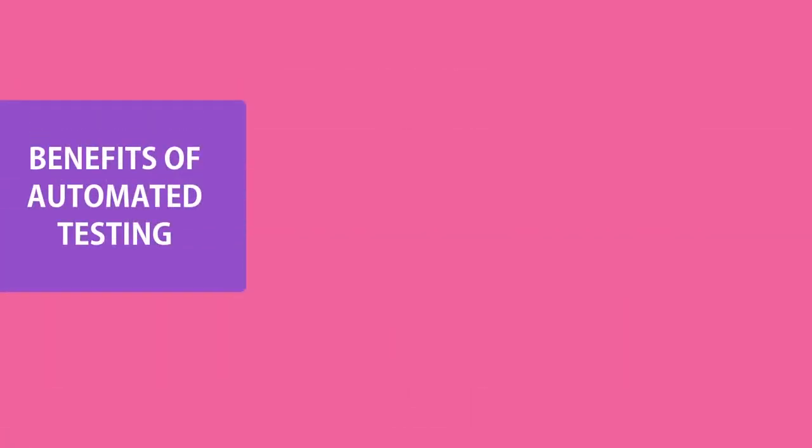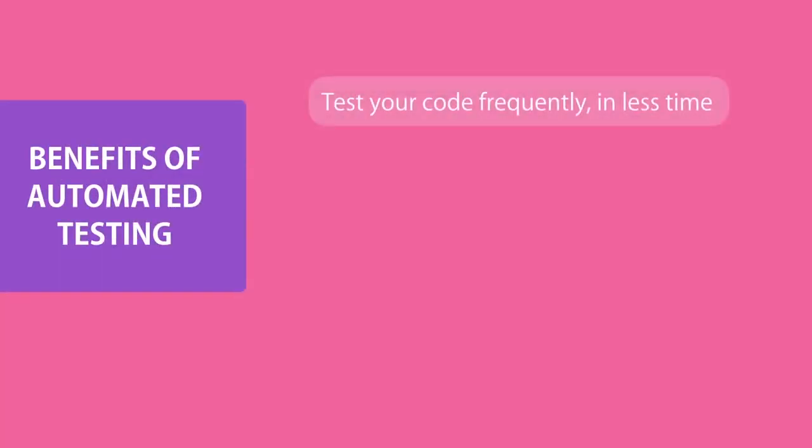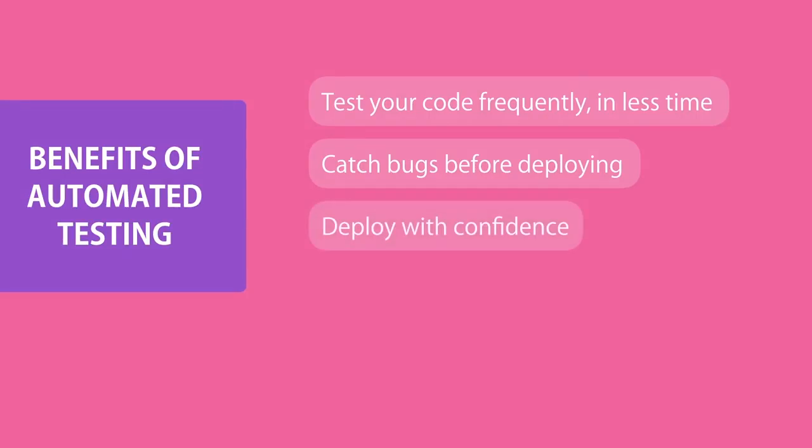Recently, a student of mine asked me, Mosh, why on earth should we write code to test our code when we can just run the application and see the result? Well, in the last lecture, you learned that with automated tests, you can test your application code on a frequent basis and in less time. But this is not the only benefit of automated testing. The most important benefit is that you can catch the bugs before deploying your application. And this is extremely important because it allows you to deploy your application with more confidence.